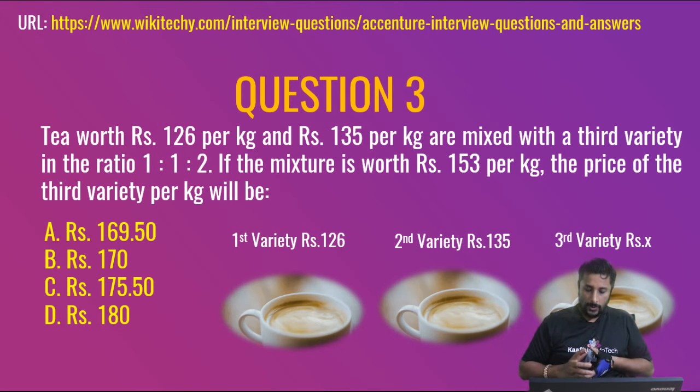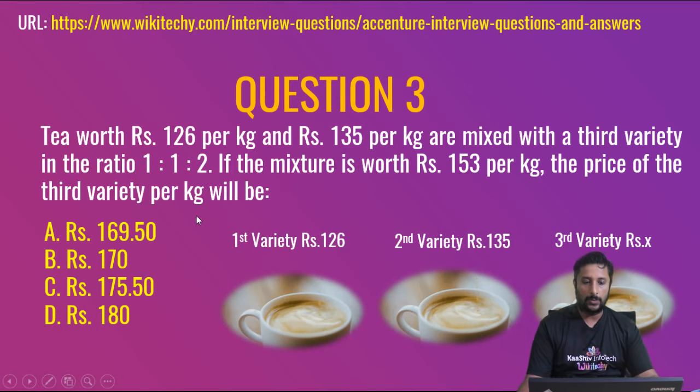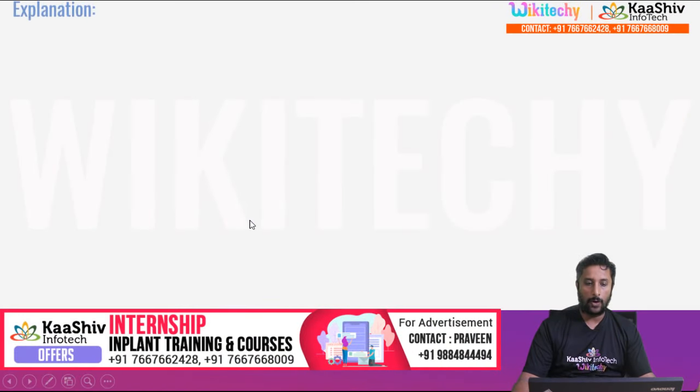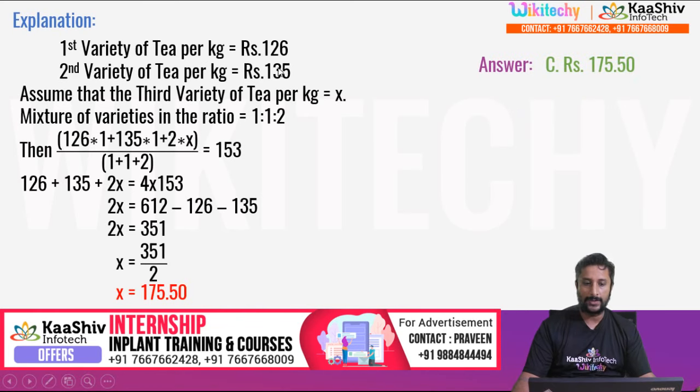Okay, so the ratio is 1, 1 and 2, and what is the price of the third variety per kilogram? That's the question. So let's move on to the formula, how we can do it. The first variety is this one, the second variety is given. Assume that the third variety is x, the mixture is 1:1:2. So the formulation is: the individual cost of the first variety times its ratio, plus the second one's cost times its ratio, plus the ratio times the individual cost of the third variety, divided by the total ratio, is equal to the actual amount.